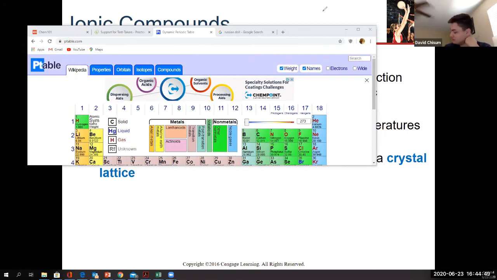So let's start off with, let's say we're going to work with nitrogen, our non-metal. And then we'll do metals: we'll do lithium, calcium, and we will do aluminum again.